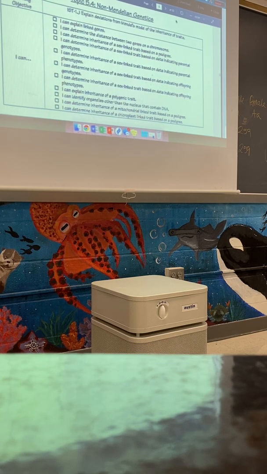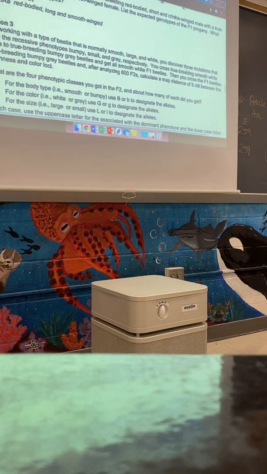All right, let's look at this. While working with a type of beetle that's normally smooth, large, and white, you discover 3 mutations that lead to the recessive phenotypes bumpy, small, and gray, respectively. You cross true breeding smooth white beetles to true breeding bumpy gray beetles and get 100% smooth white beetles in F1. What's that tell you about smooth and white? Dominant. You then cross the F1 beetles to a true breeding bumpy gray beetle. So you're crossing it to a homozygous recessive.